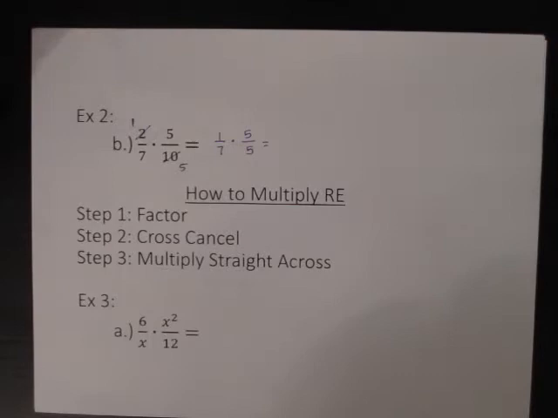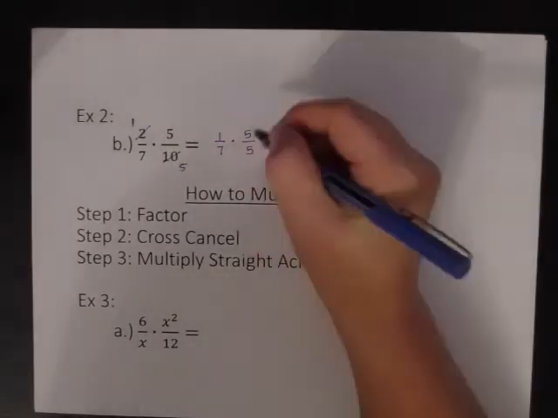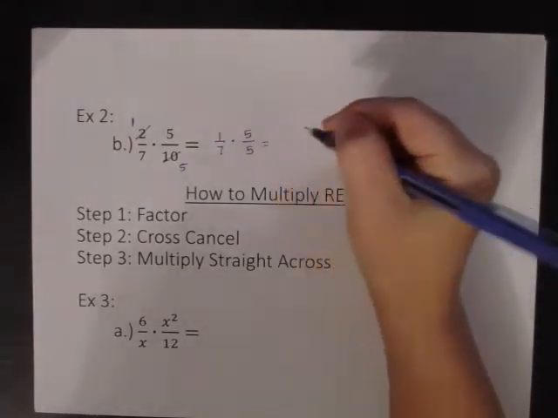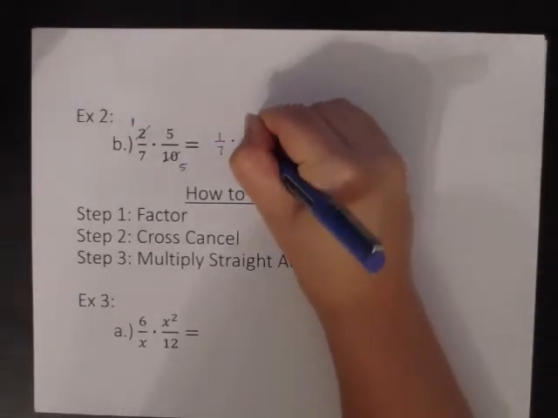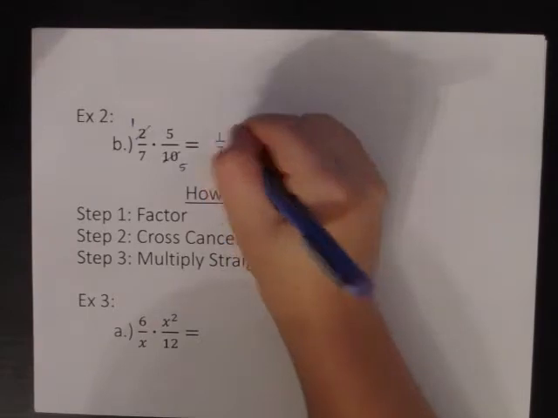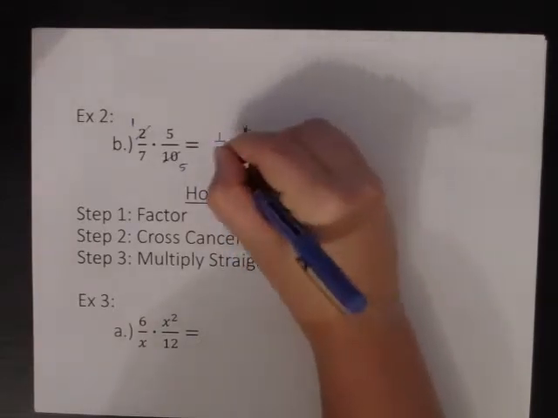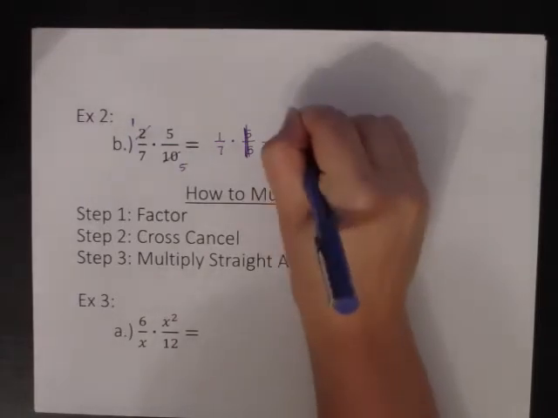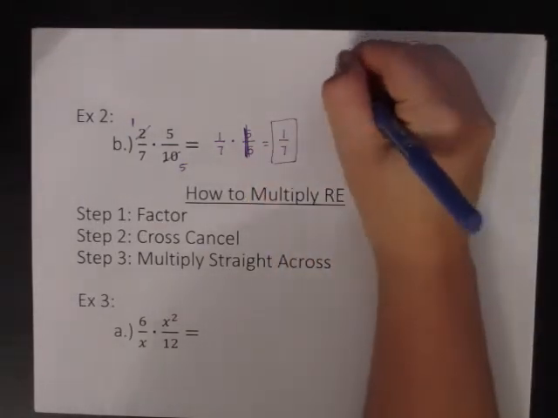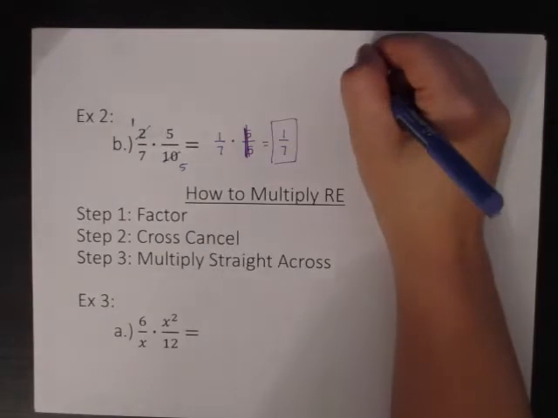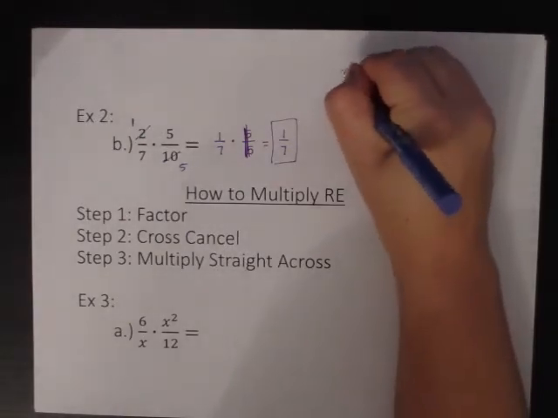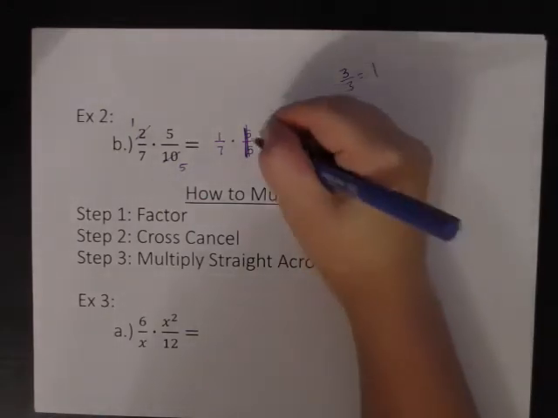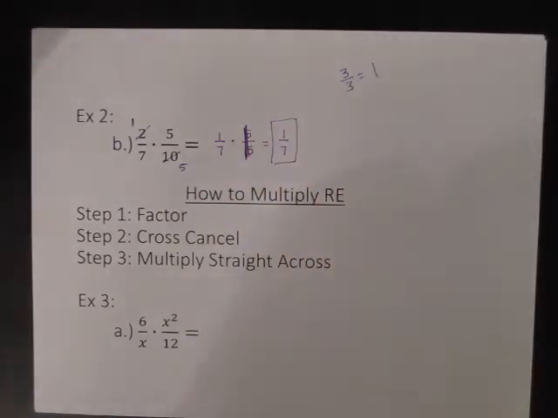The answer is no, I'm not done reducing, because if I have 5 over 5, any number over itself will reduce down to 1. So essentially I'm going 1 times 1, which is 1, and then 1 times 7, which is 7. And this will be my answer. The whole reason is that anytime I have a number over itself, say 3 over 3, it will reduce down to 1. I just show it by crossing it out.